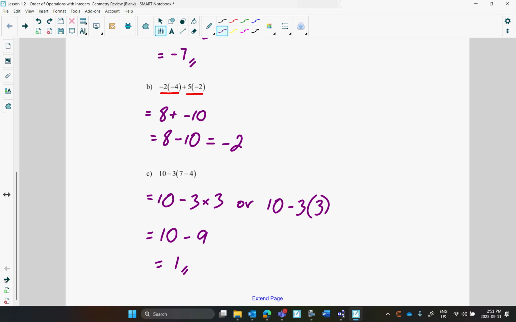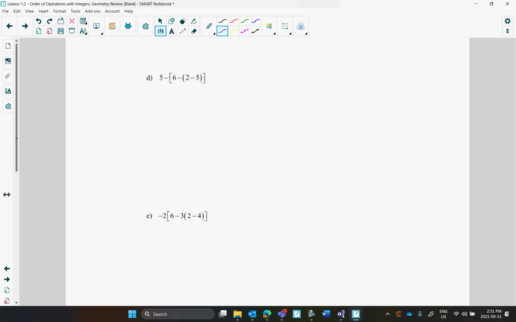Okay, let's get a little harder. Now there's parentheses and brackets. And the way questions should look is you always work from the inside out. So we're going to work from the parentheses inside, do what's in there, then we got to do what's in the brackets, then we got to do whatever's left.